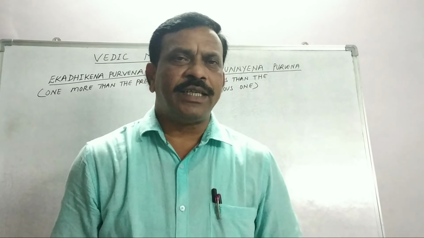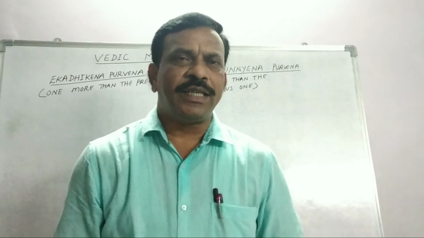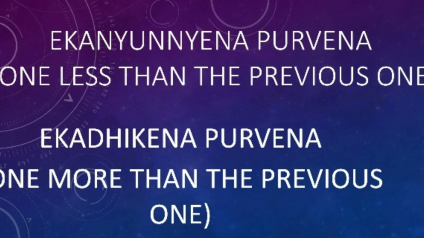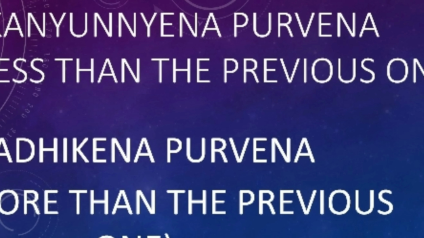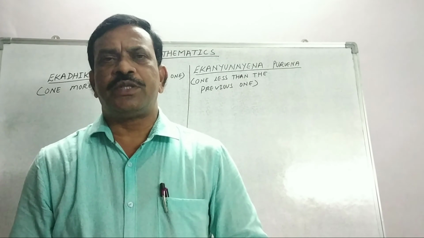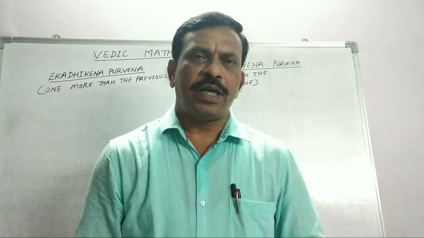Now to proceed further, we need to understand two more important formulae, two more important sutras. The first one is Ekadhikena Purvena. It means one more than the previous one. And the second sutra is Ekanyunnyena Purvena. It means one less than the previous one. If we learn these two sutras and understand them thoroughly well, then we can do all the problems within seconds without using paper or pencil.